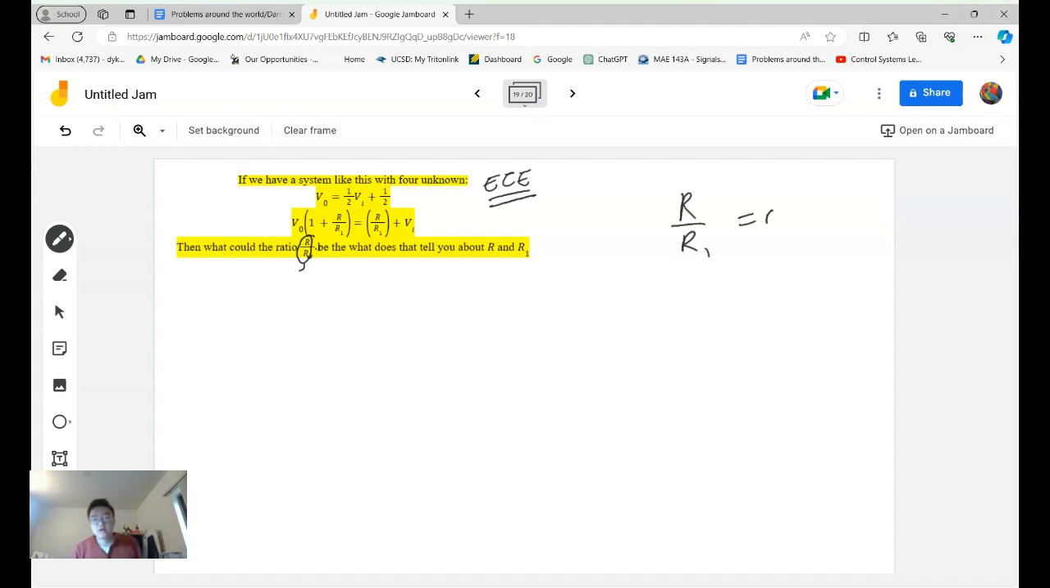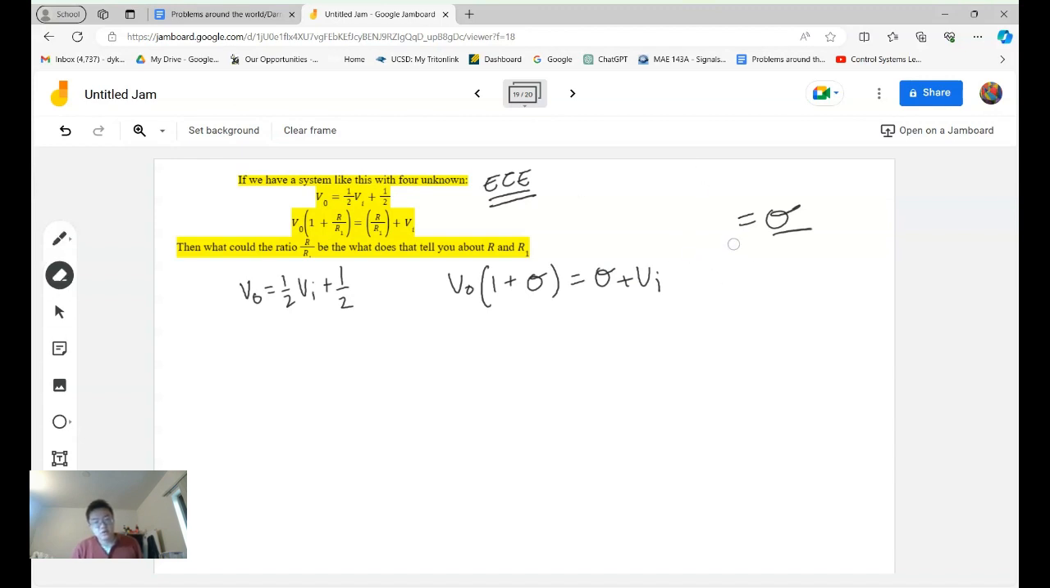What possibly could be R1. Now, I like to do this when we claim theta here, omega here, and then we do V0 equal 1 half Vi plus 1 half, and then V0 times 1 plus omega equal omega plus Vi. Okay, we got somewhere, right? Now, with that said, what can we solve with this?